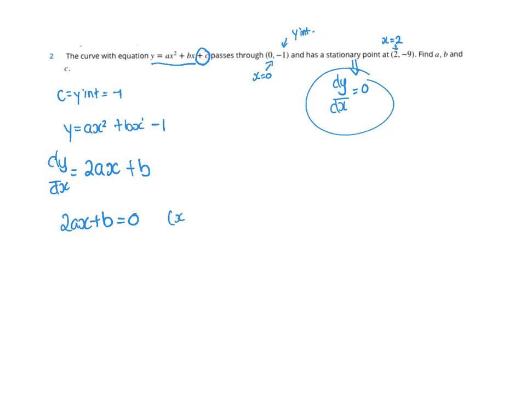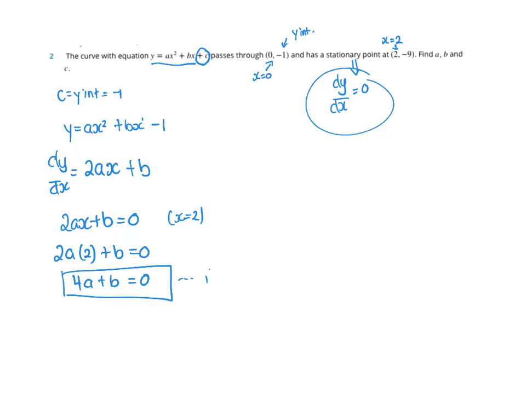So when x equals 2, we could sub that in. So we've got 2 times a times 2 plus b equals 0. So then you end up with 4a plus b equals 0. So you have got one equation at the moment, and you've got 2 unknowns. If you've got 2 unknowns, you need to get 2 equations.